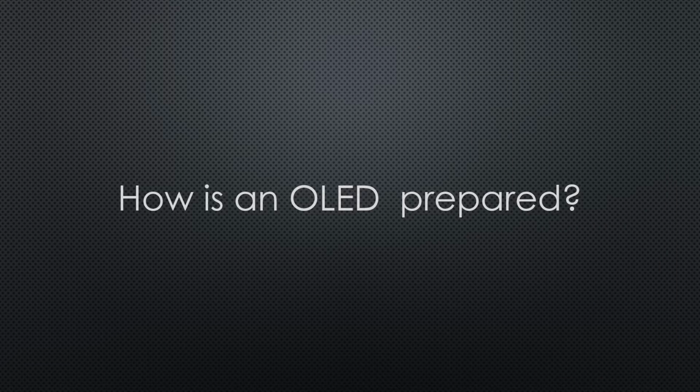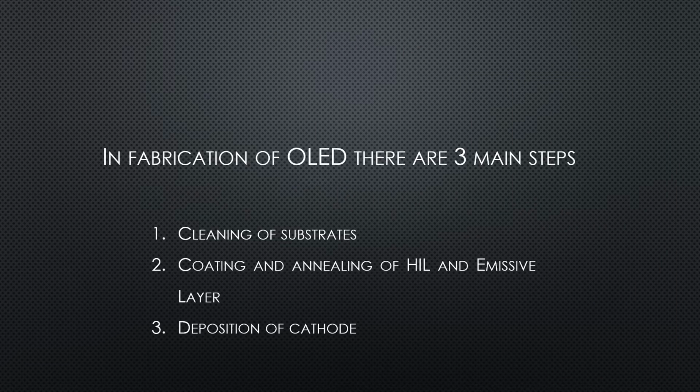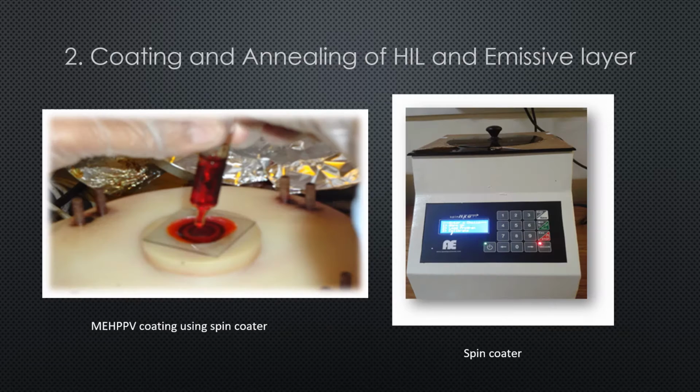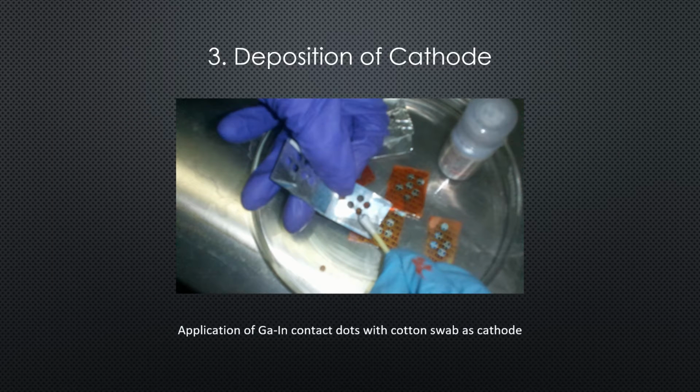So now the biggest question is, how is an OLED prepared? In fabrication, there are three main steps. First is cleaning of the substrate, second is coating and annealing of the HIL and emissive layer, and third is deposition of the cathode. In cleaning, the substrate is cleaned with soap and DI water, then it is placed in a Teflon sample holder. In coating and annealing of the HIL and emissive layer, a coating of MEH-PPV is done, then it is placed in a spin coater. For deposition of the cathode, we will use gallium indium dots on the surface, and for a better understanding, we will see a video.